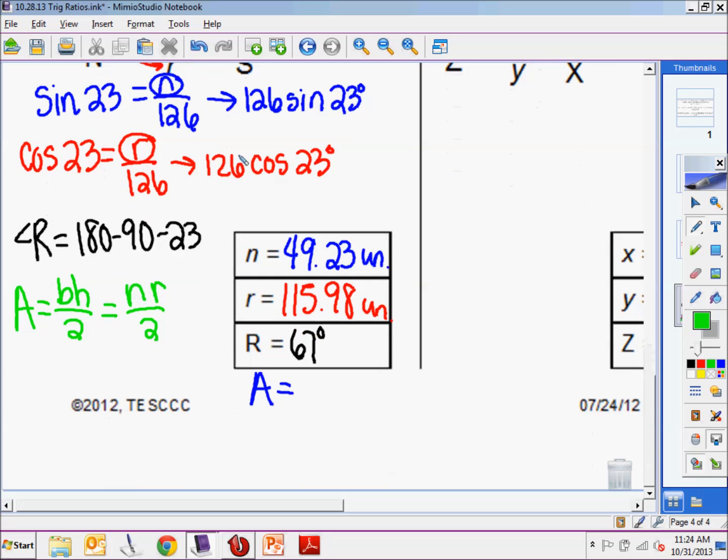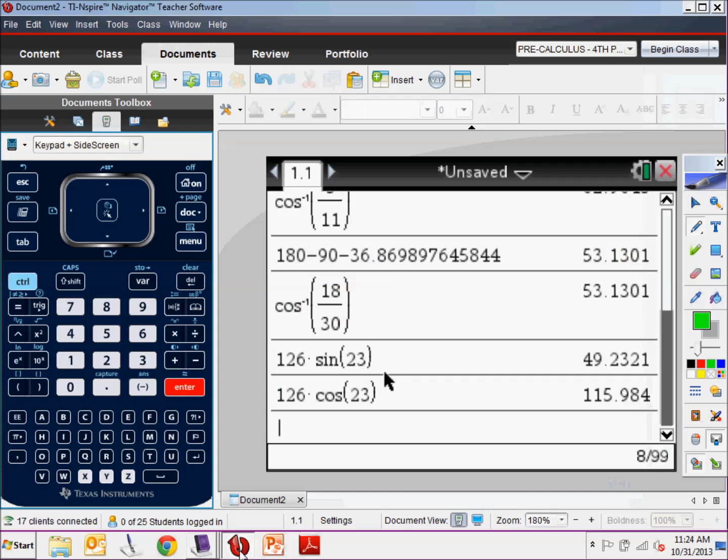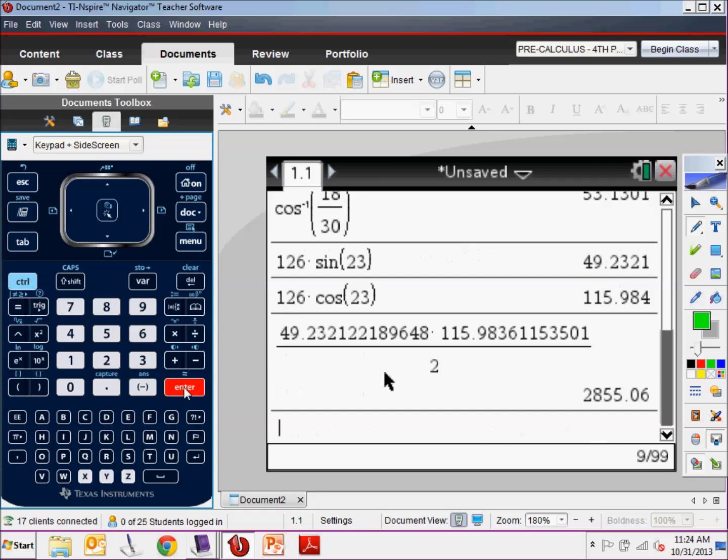All right, so I'm going to be lazy and just grab it from the calculator. To do this, you just arrow up to what you want and hit enter. So I needed my N and I needed my R.